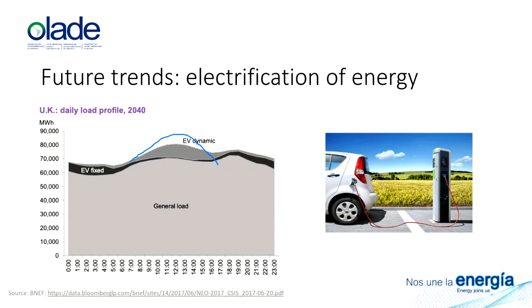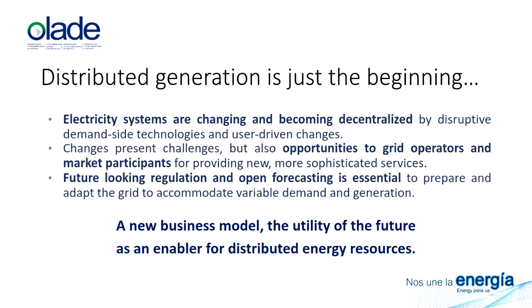So some final comments on what we discussed. And as I said yesterday, the distributed generation is just the beginning. It's the most advanced technology today, but it's not the only change that's happening. So electricity systems are changing rapidly, becoming decentralized by disruptive technologies and user-driven changes. The user has changed, and the user is demanding different services and wants to do different things with energy.